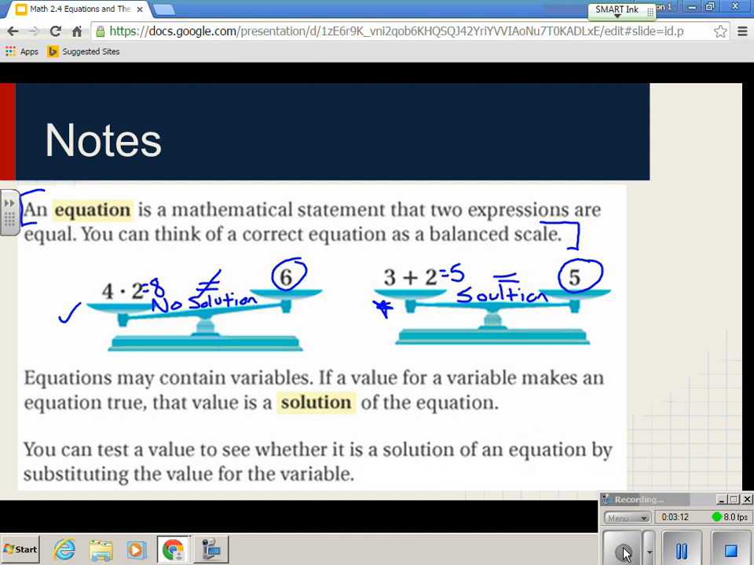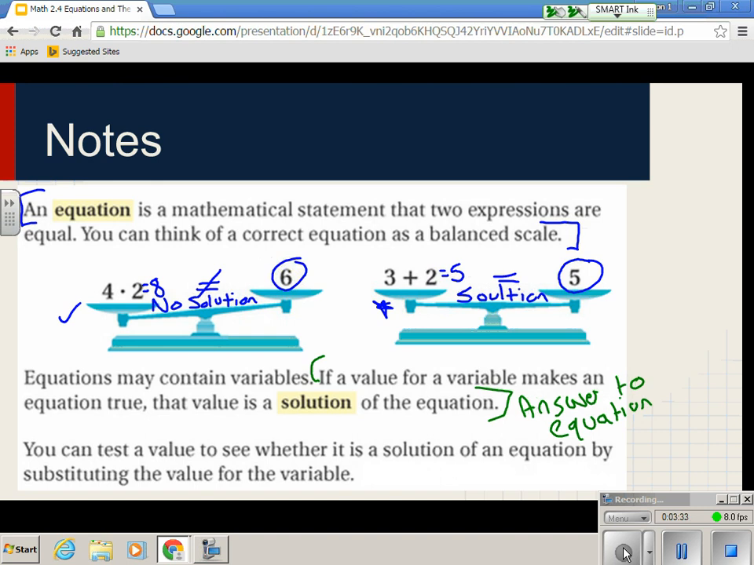So equations may contain variables, and if a value for a variable makes an equation true, the value is a solution of the equation, or it means answer to the equation. That's all solution really means. It means finding the answer.